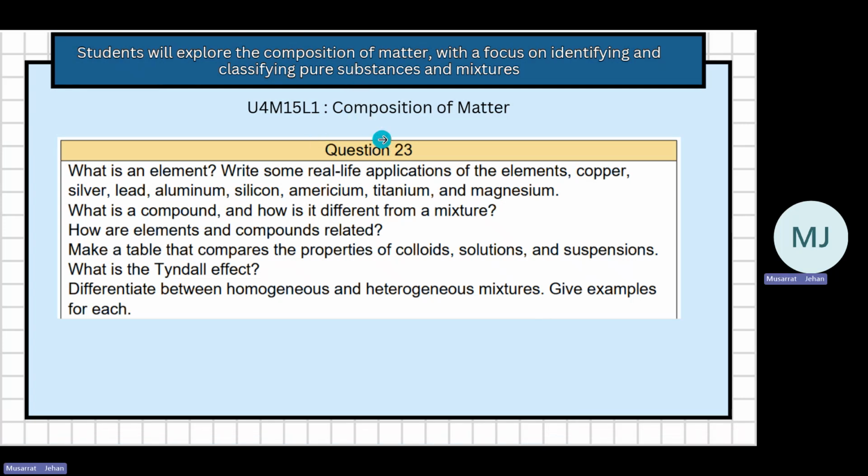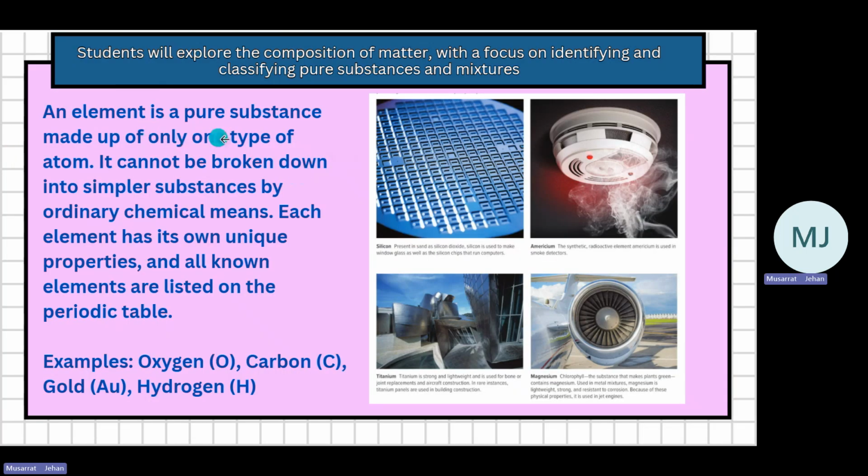Then come to the next question. It is from the lesson composition of matter. These are the questions which you should know. This is relatively easy. An element, what is an element? It is a pure substance. It is made up of only one type of atom. You cannot break it down into simpler substances by chemical means. Element is the simplest. Each element has its own unique properties and all known elements are listed on the periodic table. So we have the periodic table which has all the elements which you know.